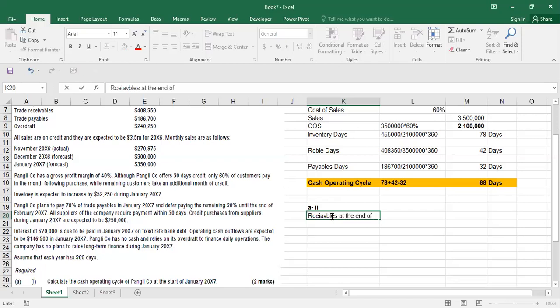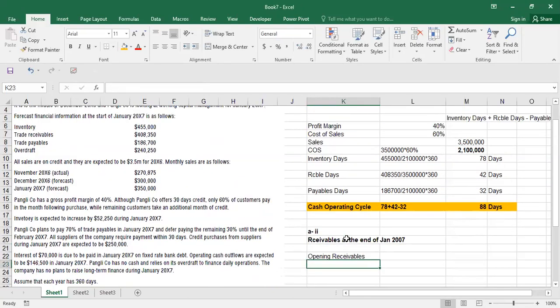At the end of January 2007. Okay, we need to calculate how much our receivables will be at the end of January 2007. So it will start with your opening receivables. How much are the opening receivables? Your opening receivables are given as 408,350. And then your customers paid, you should say cash received from customers. So how much cash are you receiving from customers?